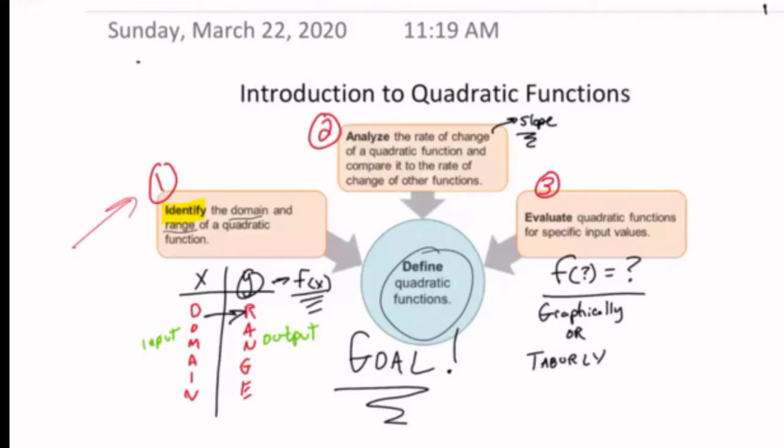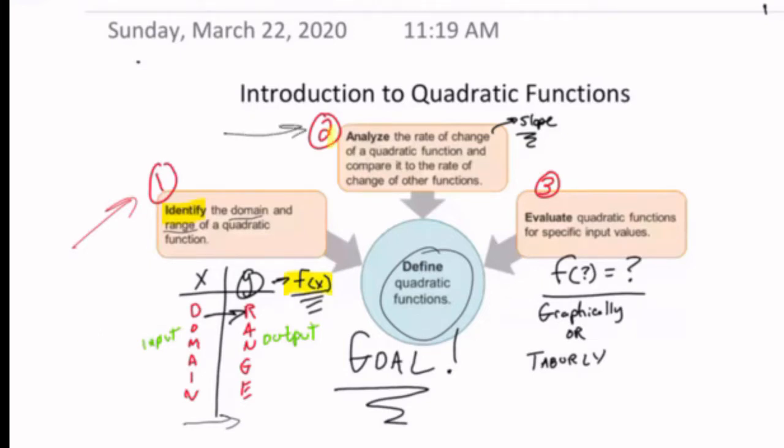The best way to describe or display domain and range is using tables. The x is your domain, the y is your range. Again, you put in the input and then you get an output. Another name for y using functions is f of x. F parentheses x parentheses.